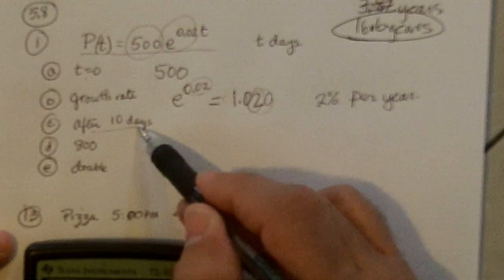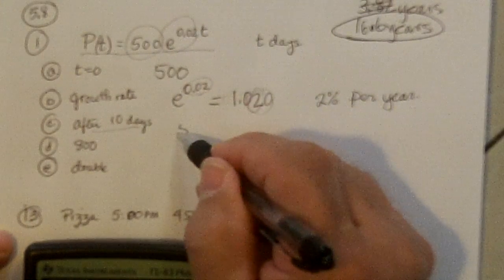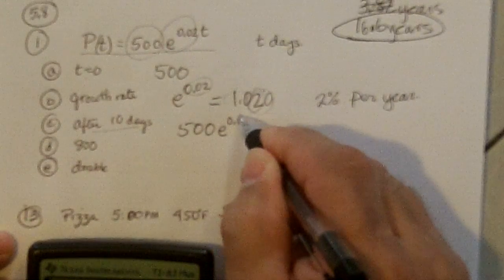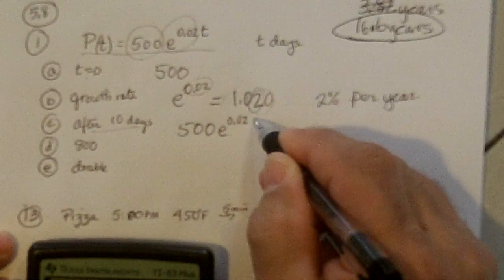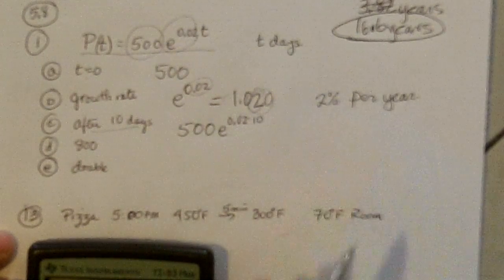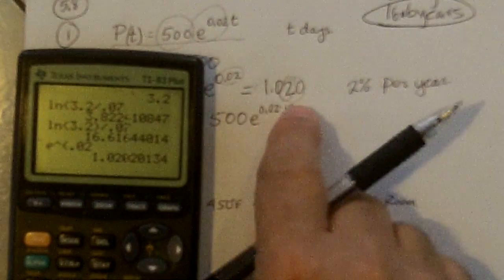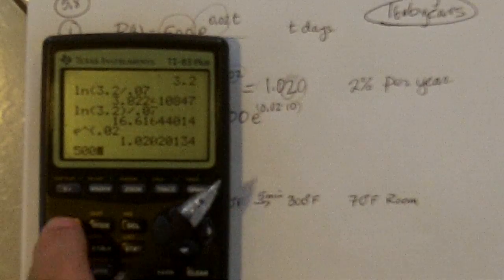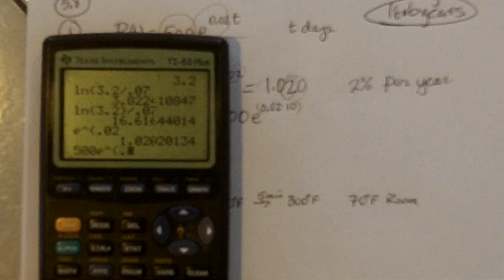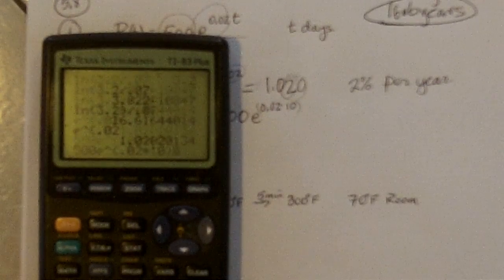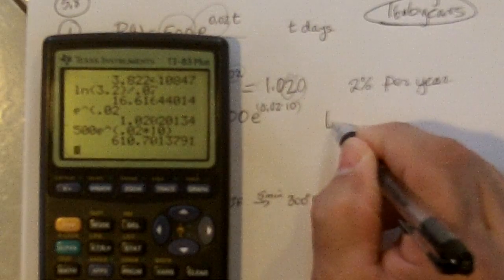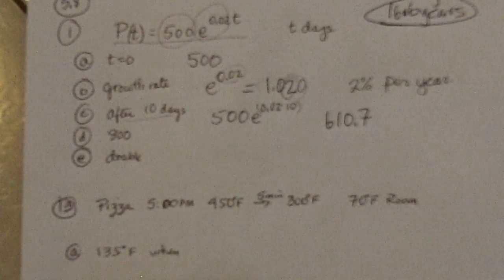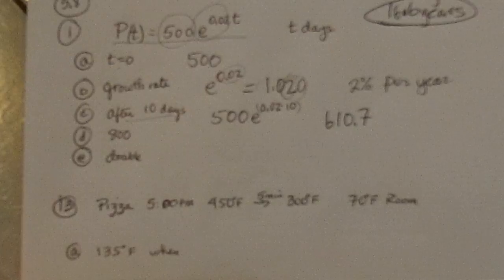And how much is there after 10 years? So we'd put 10 in here. So we're going to have 500 e to the 0.02 t, which they said 10 years. So make sure I put those in parentheses when I type it in. So I'm going to have 500 e to the 0.02 times 10, and I get 610.7 is going to be the population. It's gone from 500 to 610 after 10 days, I should say.